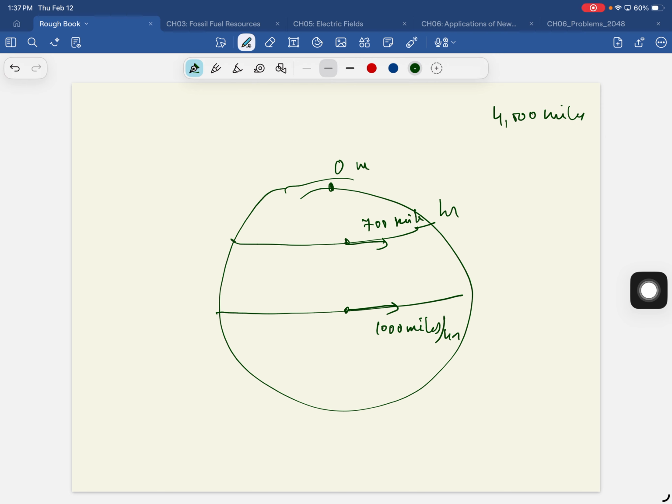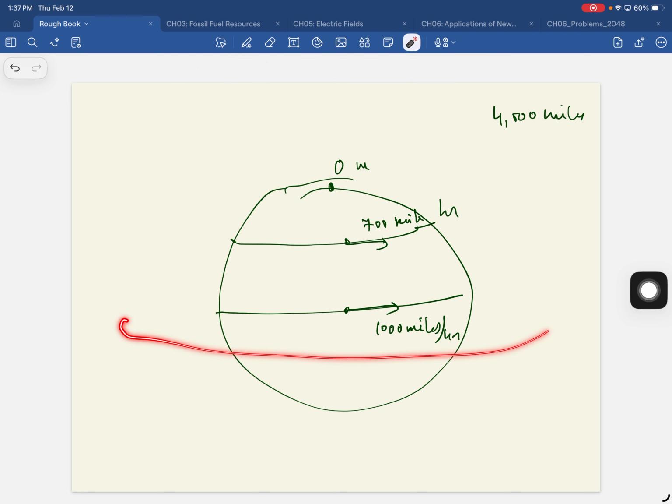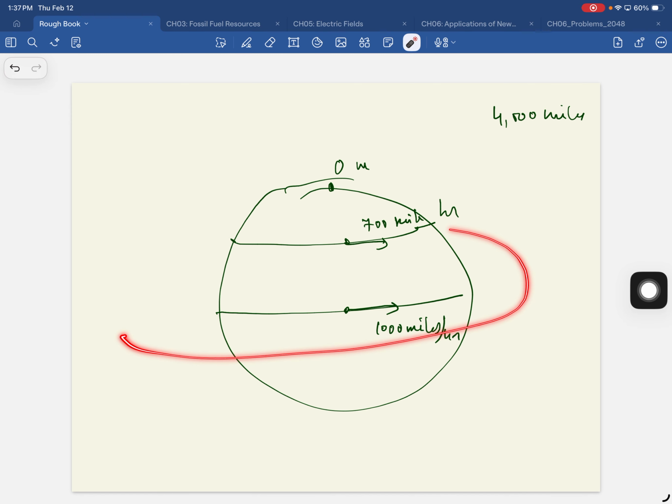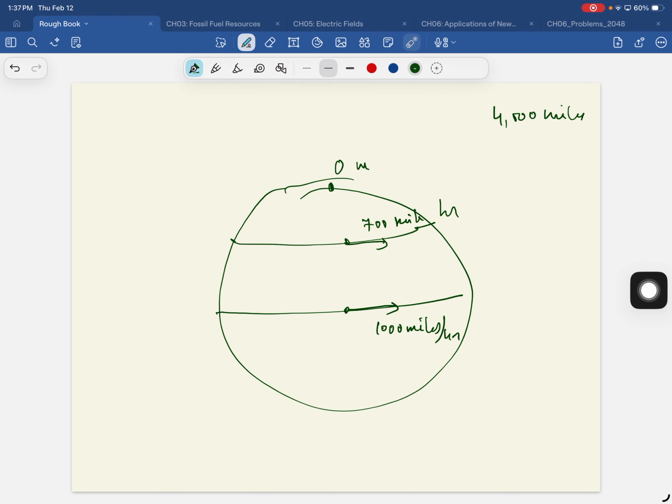All right. If you want to orbit the Earth, let's say the International Space Station is orbiting at a height of 300 miles. To orbit, it's traveling at about 18,000 miles per hour or something like that. Okay?